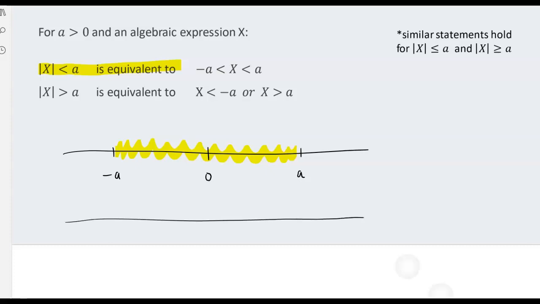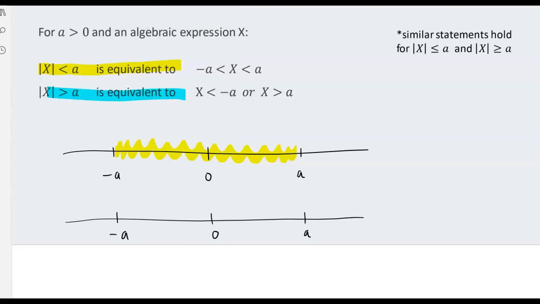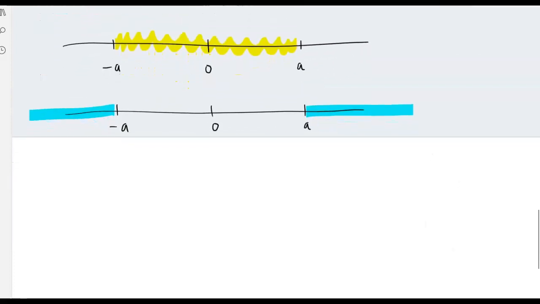For the second example, if I say that the absolute value is greater than some value, then that means that it's outside of this range. And so I'm getting that the values are going to be either greater than a or less than -a. Let's do some examples.